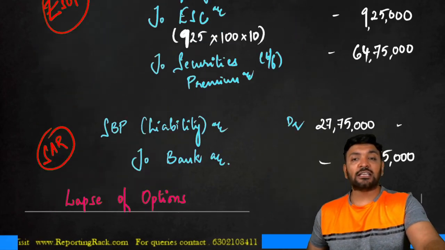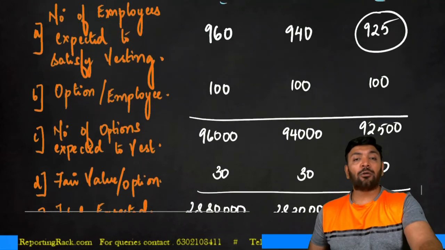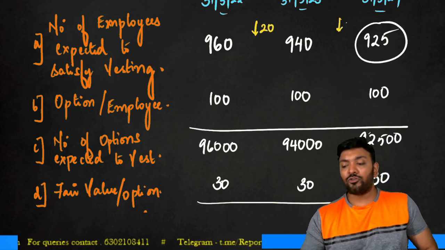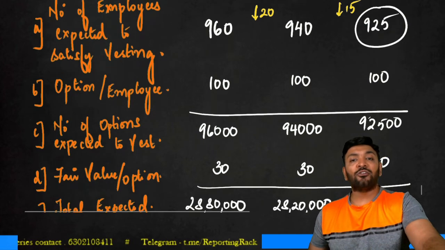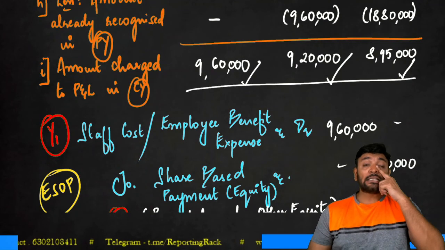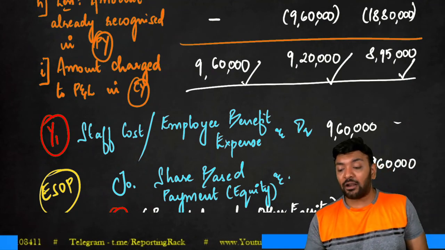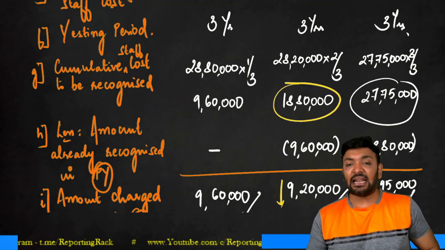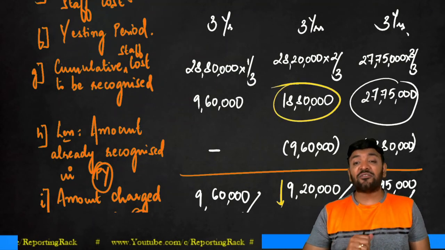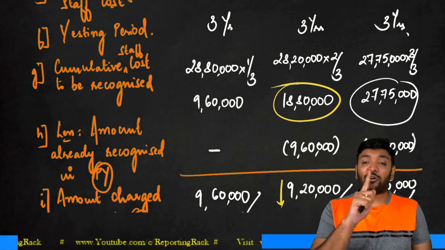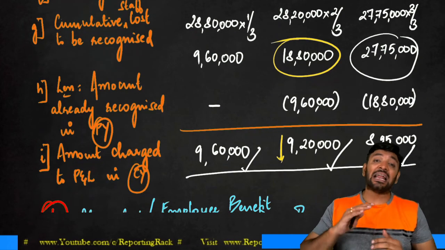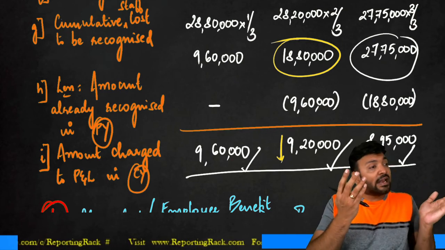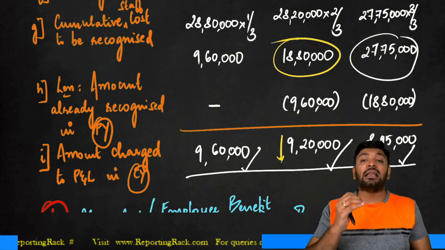Look at this problem which we have solved just now. There was a lapse, right? The number of employees which was considered as 960 has reduced to 940, reduced by 20, then reduced to 925, reduced by 15 again. Initially I created 960, but subsequently I created only 920. The total amount to be created is 18,80,000 over 2 years. If I create it over 2 years, each year I should have created a provision of 9,40,000. But in the first year I created a provision of 9,60,000, an extra 20,000. So when it came to the second year, the excess provision of 20 was reduced and the amount of provision is only 920.